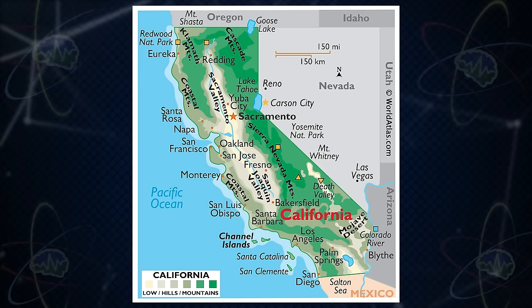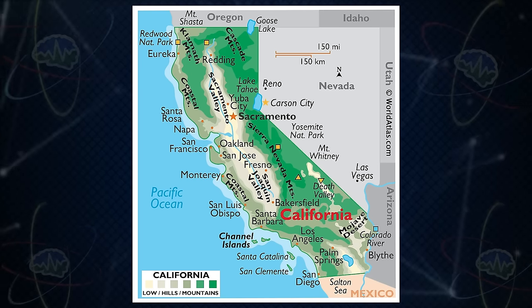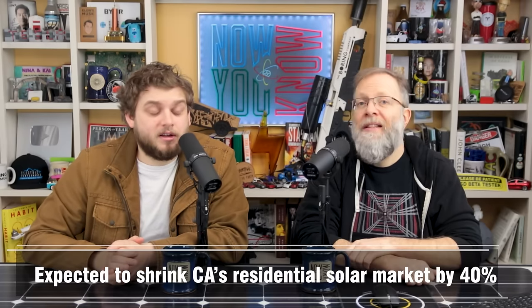So guess what the current top five states in rooftop solar generation are? Well, California has to be number one, right? Well, for now. But actually, according to this report, California could lose its number one position this year because of new changes to its net metering policies. Thanks, California lawmakers. This one change is expected to shrink California's residential solar market by 40% this year.